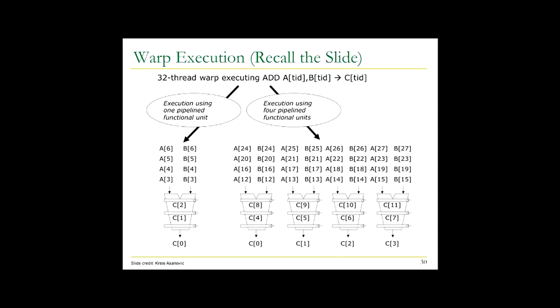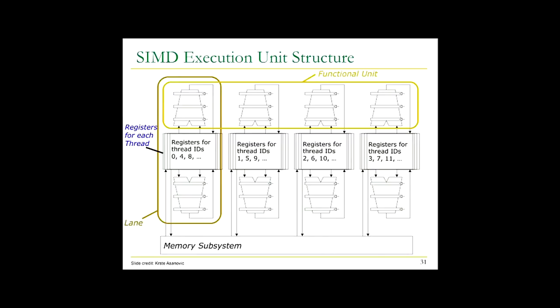You could do 4 of the threads of a warp at a given time, and then the next 4, and then the next 4, and the next 4, and the next 4. And these execute on lanes that look like this. So we've seen exactly the same thing before, except instead of having vector registers, we have registers for different thread IDs. So we have partitioned our register file.